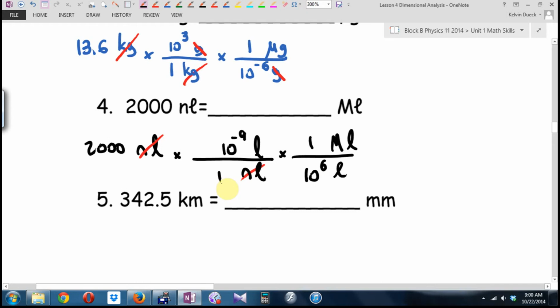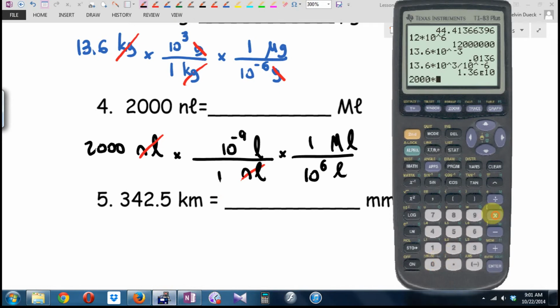So good, try it. 2,000 nanoliters, how many megaliters is that? I think the answer is going to be pretty small in scientific notation, because a nano is really, really small, and a mega is really, really big. So how many really, really smalls are in a really, really big? Not much.